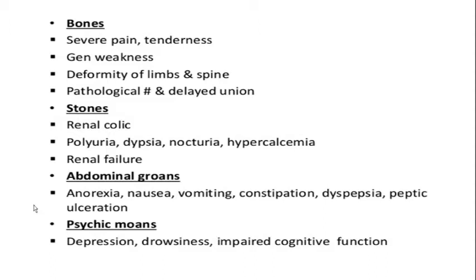Then abdominal groans can be in the form of anorexia and nausea and vomiting. Constipation is very common. Dyspepsia and peptic ulceration is very common with hypersecretion of the PTH. And psychic moans could be in the form of depression or psychotic features. Even drowsiness and impaired cognitive function will be there.